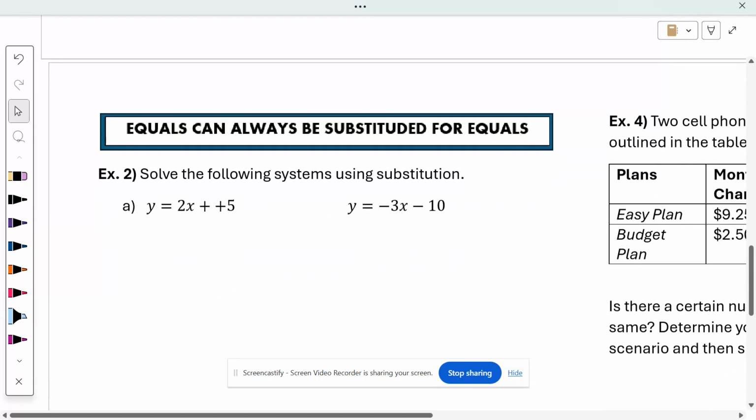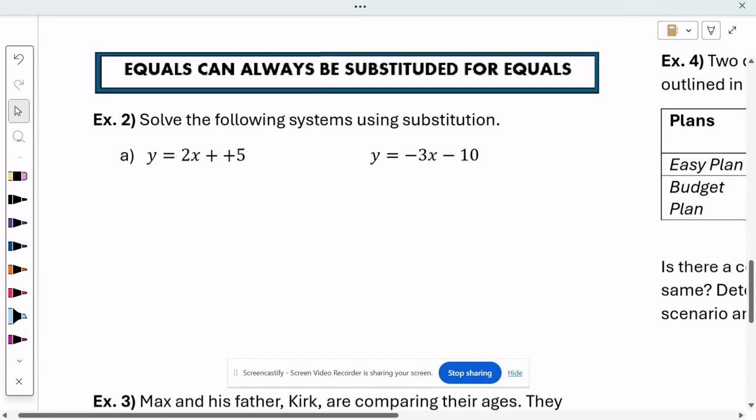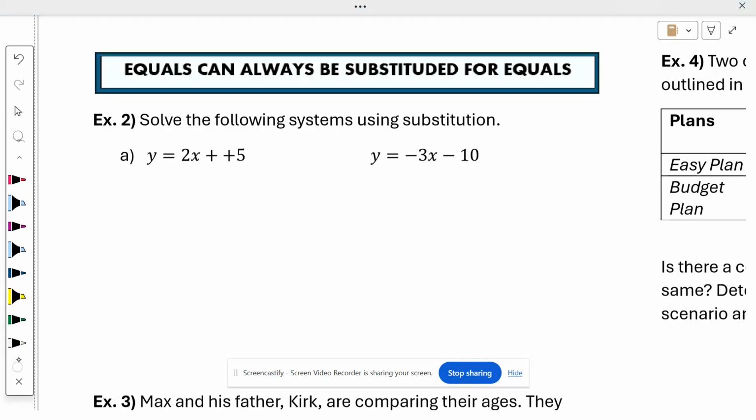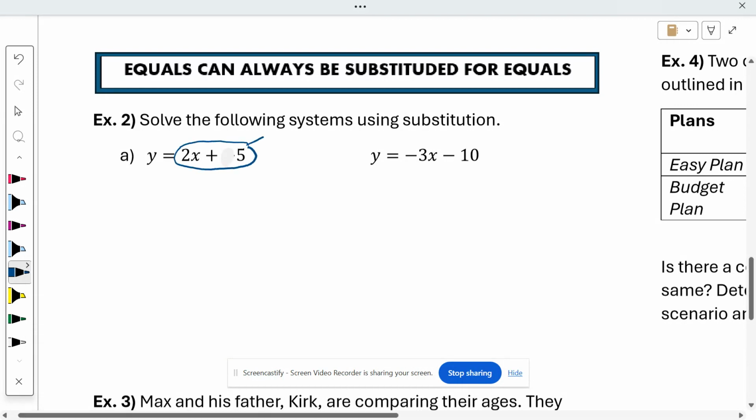Okay, go ahead and turn the page. So an important idea of substitution is that equals can always be substituted for equals. So I see in this first system that y equals 2x plus 5. Sorry about the extra plus sign there, but y equals 2x plus 5. I also see that y equals negative 3x minus 10. So equals can always be substituted in for equals.